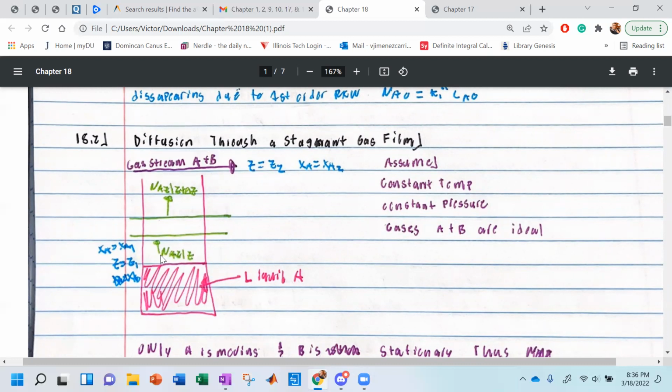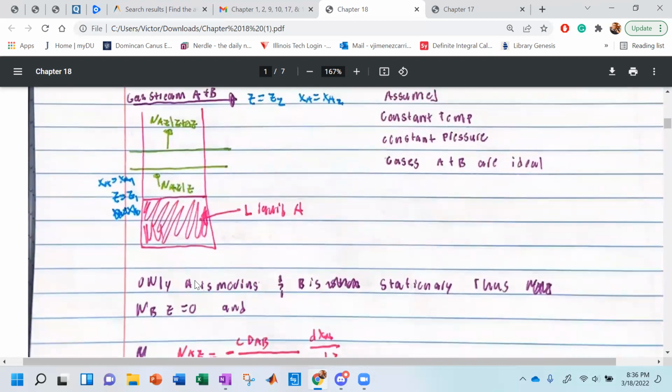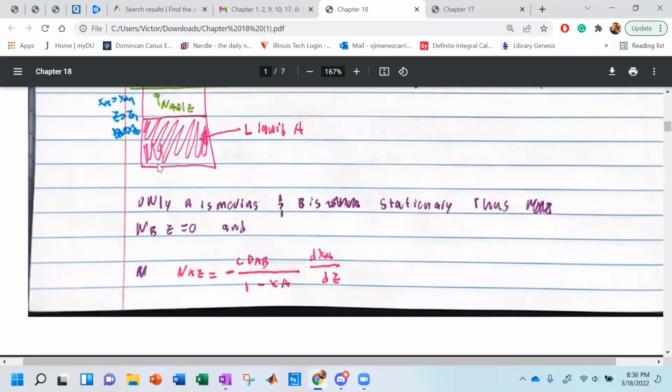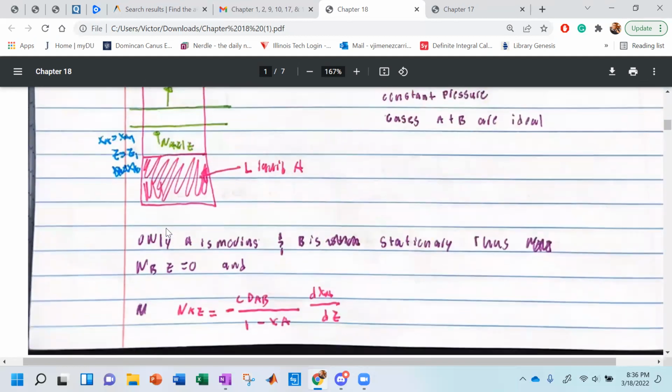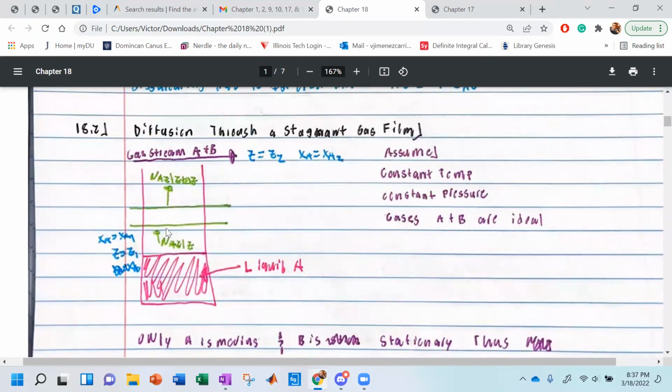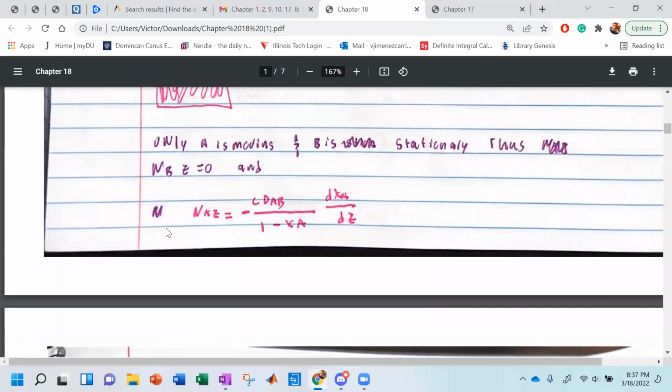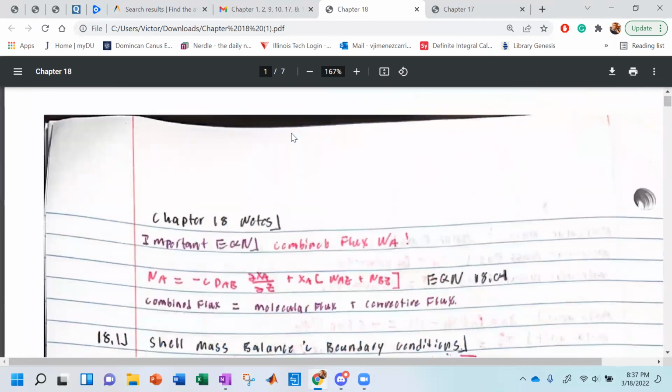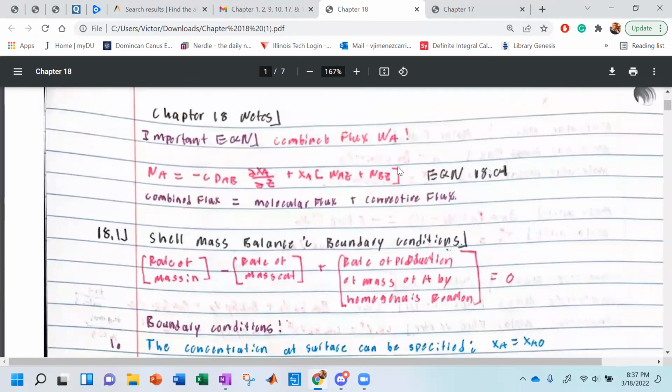We can also say that at Z equals Z1, XA is equal to XA1. At Z equals Z2, XA is equal to XA2. These are just moderately based on the picture. Now, assume only A is moving and B is basically stationary. If the problem tells you that B is stationary, you could automatically assume that NBZ is equal to 0. And then you can solve that top equation here without NB.